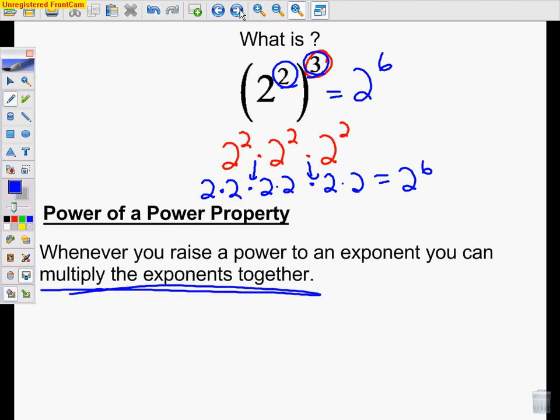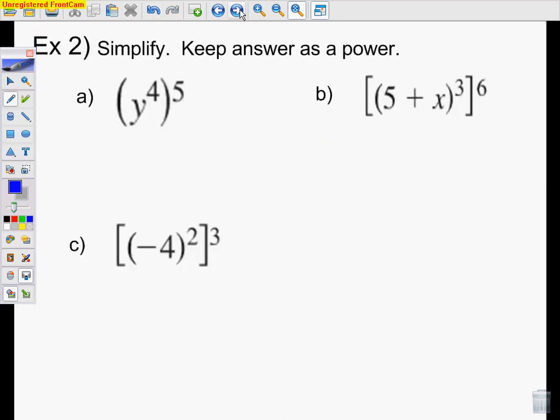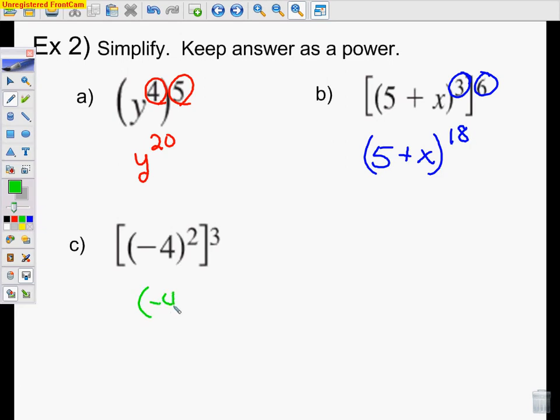All right? Good. So, in part A here, we're raising a power to a power, so that's going to be y to the 20th. Just multiply those exponents. B, same thing. Raising a power to a power, the base is going to stay the same, and we multiply the exponents together. C, the base is going to stay the same, it's -4. And then once again, we multiply the exponents together.